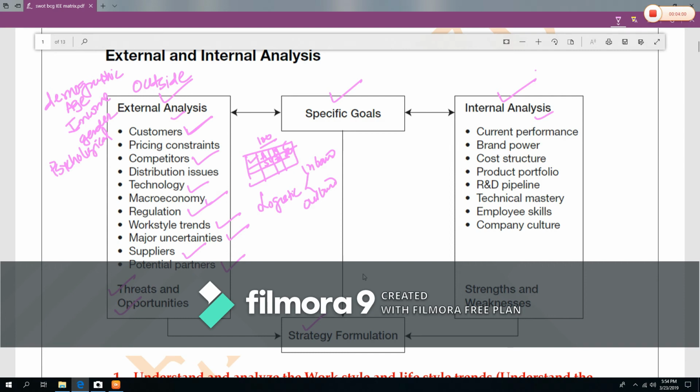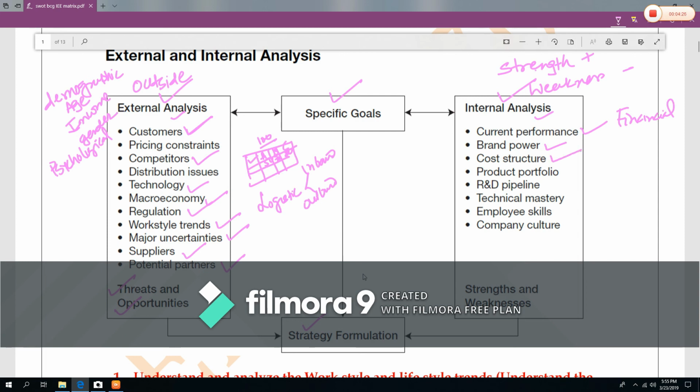Now you need to do your internal analysis. When you do the internal analysis, you will identify your strength, that is your plus point, and your weakness, that is your minus point. So when you are doing the internal analysis, you need to understand what is your current performance. Current performance means your current financial performance. What is your brand power?